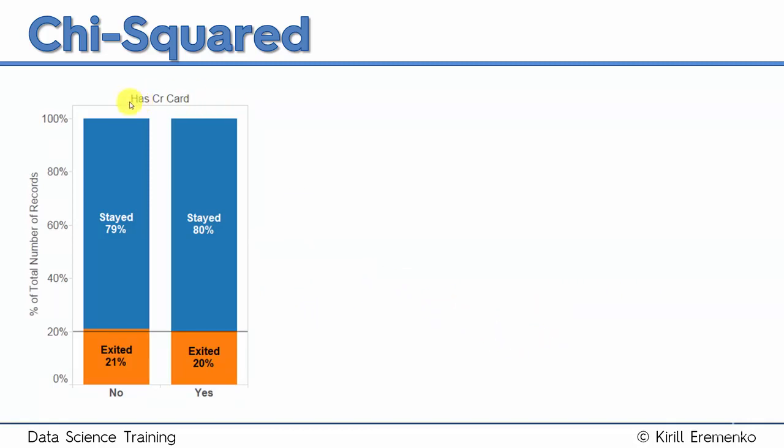Here we've got has credit card. This is another test that we ran in Tableau, and here you can see that it doesn't look like there's any difference, right? It doesn't look like it makes a difference whether or not you have a credit card. About 20% of those who had a credit card exited and 21% of those who didn't have a credit card exited. So from Tableau, we can see that intuitively.